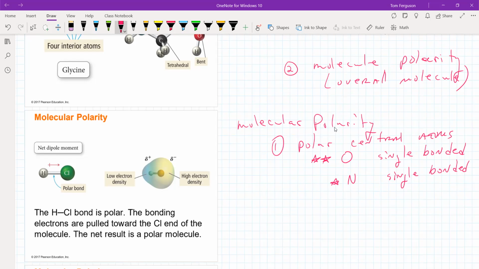And number two, look at the molecule itself. Is the molecule itself symmetrical? If it's not symmetrical, polar.